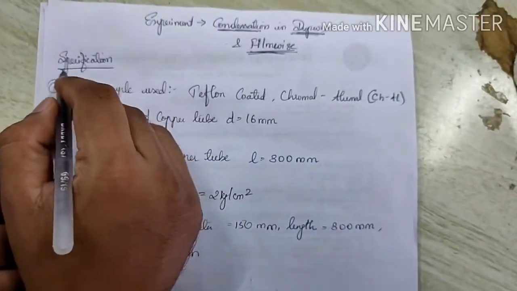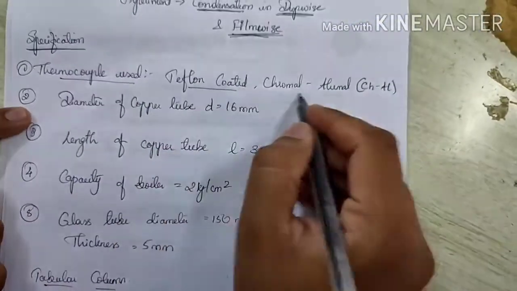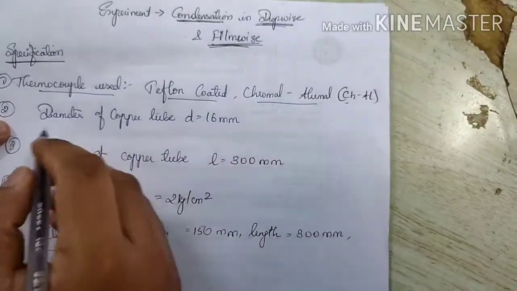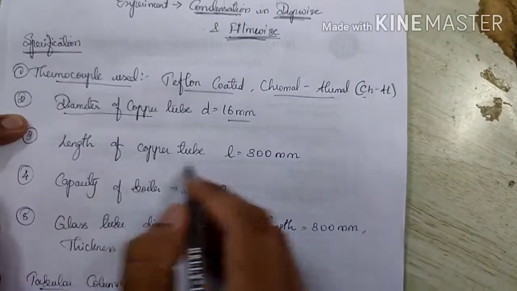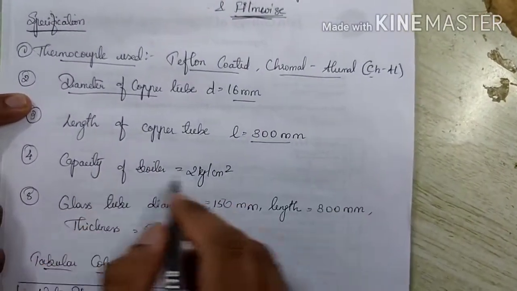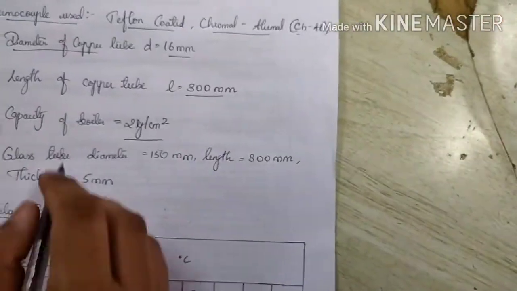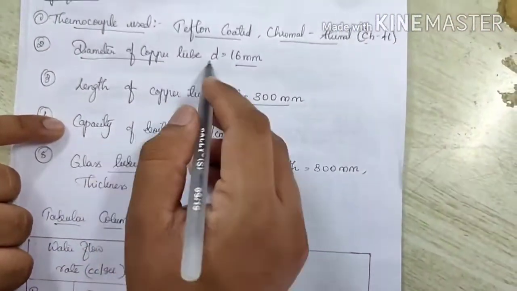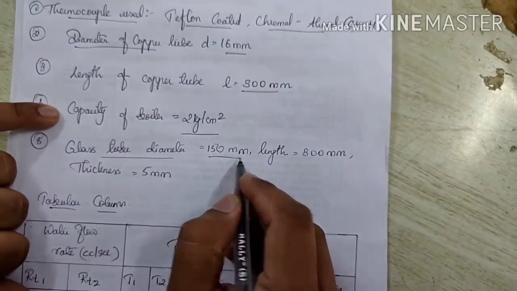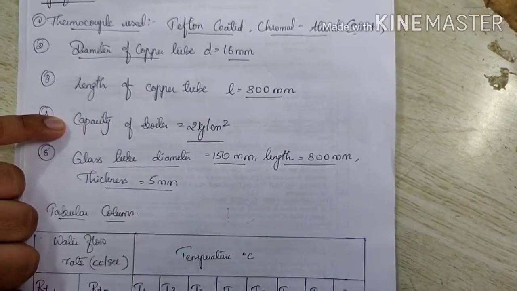The specifications we are going to see: the thermocouples used are Teflon coated chromel aluminum, etc. The diameter of the copper tube is 16 mm and its length is 300 mm. The capacity of the boiler is 2 kg per square centimeter. The glass tube in which we are placing the copper tubes has a diameter of 150 mm, a length of 300 mm and a thickness of 5 mm.